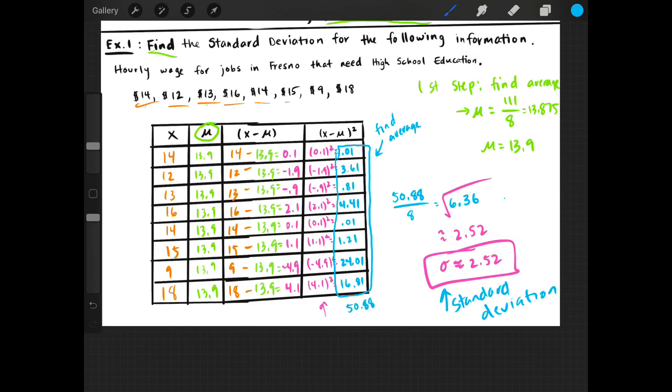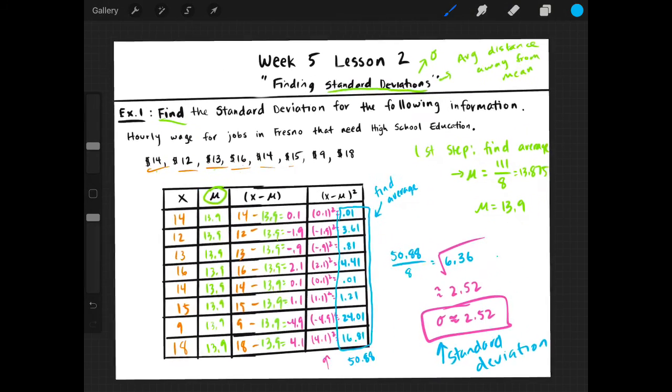which is a smaller number than we thought, right? Which means all of those starting hourly wages are about $2.50 away from the average rate, which was about $14. So you're within $2.50 of that 14, whether that's 2.5 below or 2.5 above. That just depends. And that standard deviation makes some sense compared to our data there.